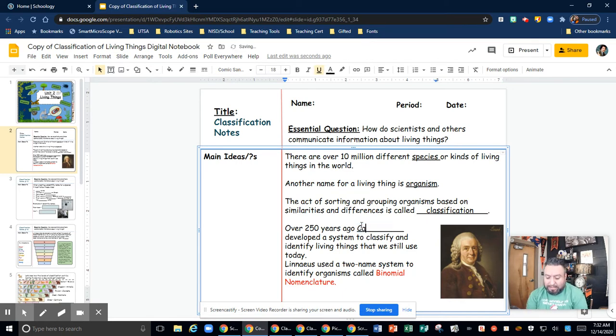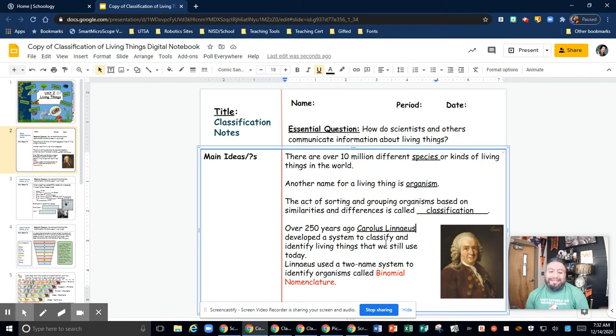Okay, so this guy right here with the wig, this guy is pretty important. His name is Carolus Linnaeus. He got tired of just saying, that's a dog, that's a dog, that's a dog, that's a cat, that's a cat, that's a cat.